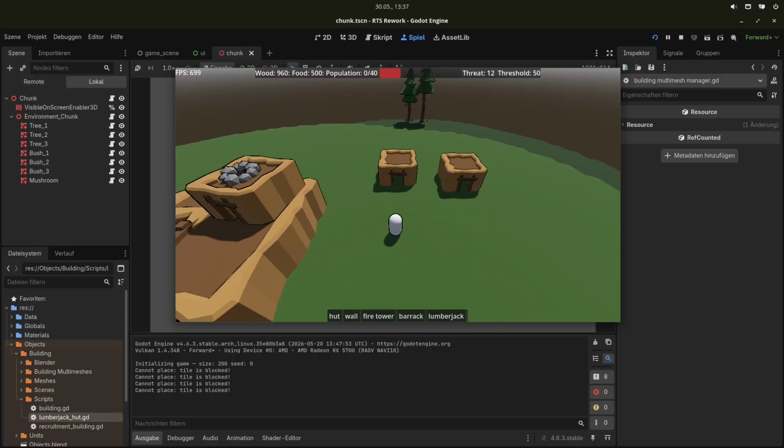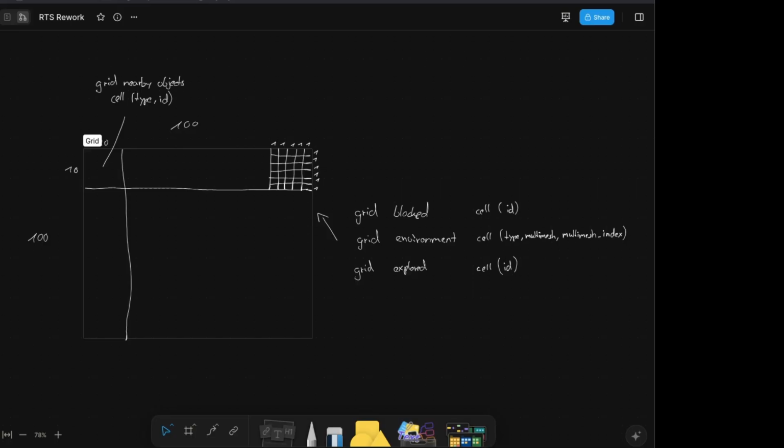When a unit wants to move, it just does a quick lookup to see if its next target cell is blocked. If the grid says it's blocked, the unit can't walk there. It's incredibly lightweight and saves a massive amount of CPU overhead.